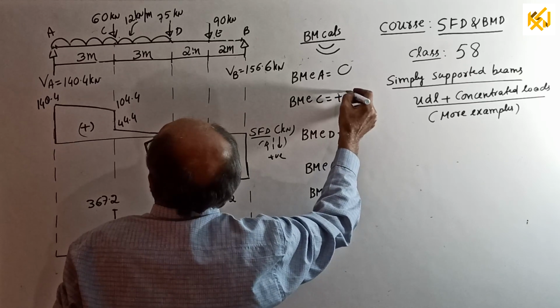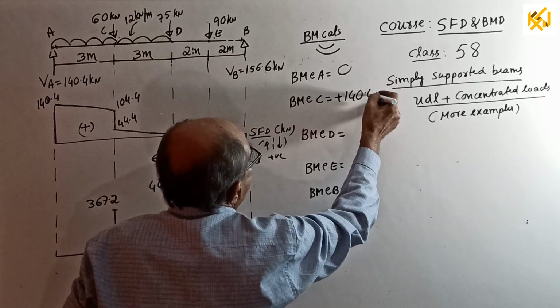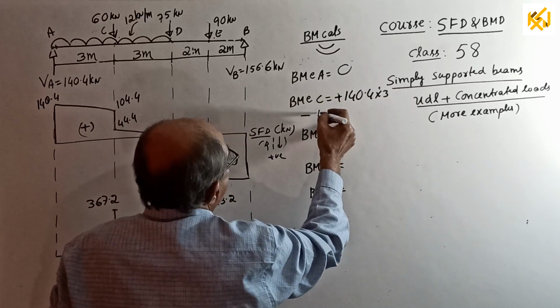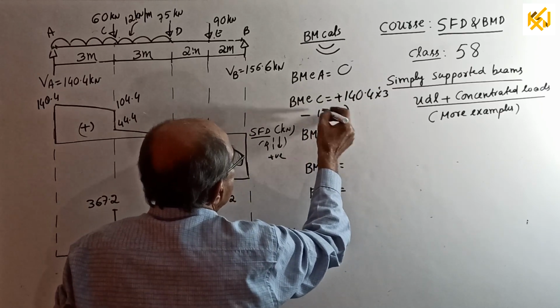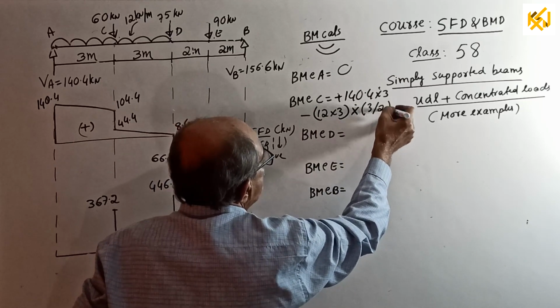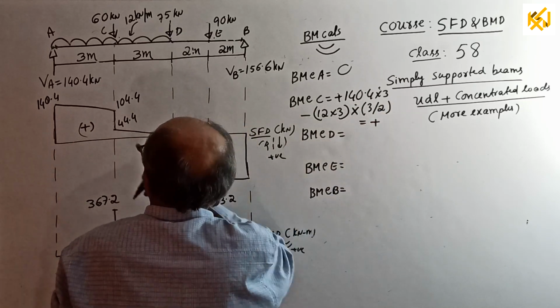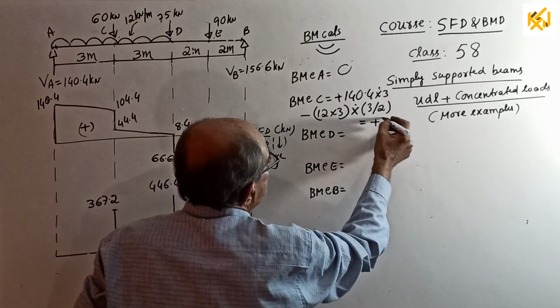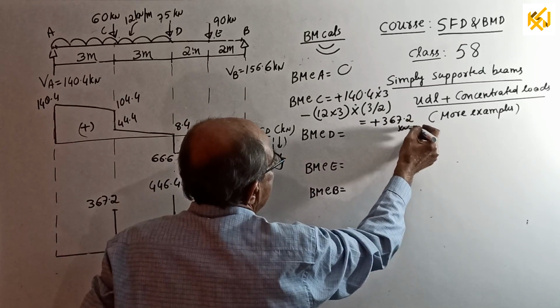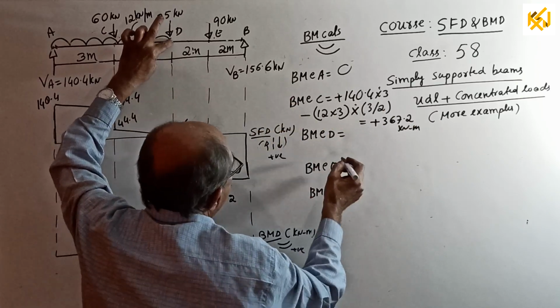Plus 140.4 into 3 minus 12 into 3, which is the total load due to UDL, into 3 by 2. It will come plus 367.2. Already calculated to save the time. Kilonewton meter. BM at D.